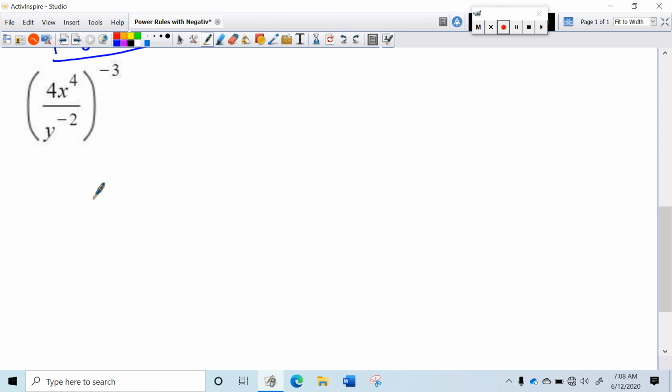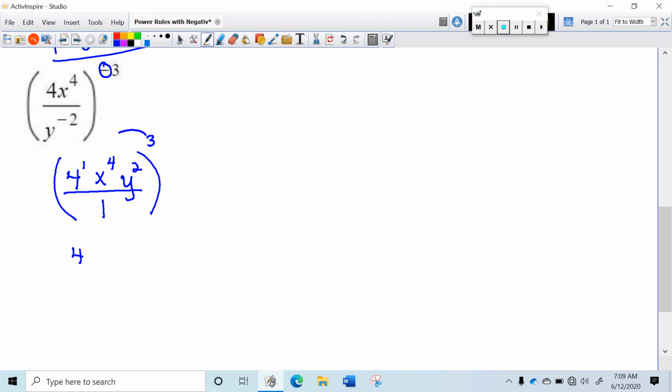The next one, simplify inside the parentheses first. The 4 doesn't have an exponent, so it stays where it's at, and put a 1 as an exponent. The x has a positive exponent, so it stays where it's at. In the denominator, the y has a negative exponent, so instead of the bottom, you're going to move it to the top and take the negative sign away. Now we still want a fraction here, so I'm going to put a 1 because it has a negative exponent on the outside. Okay, so now I'm going to save the negative part for last and just do the 3.